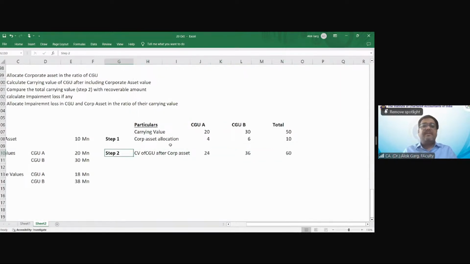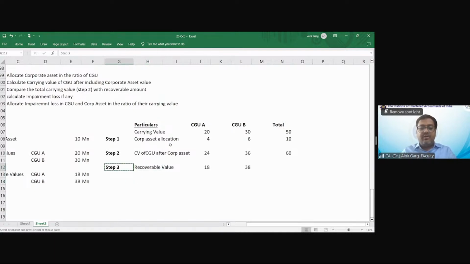Okay. Step number 3. Compare the total carrying value with recoverable value. What is the recoverable value given in this question? 18 and 38. Compare the total carrying value with recoverable value, step number 2 and step number 3.